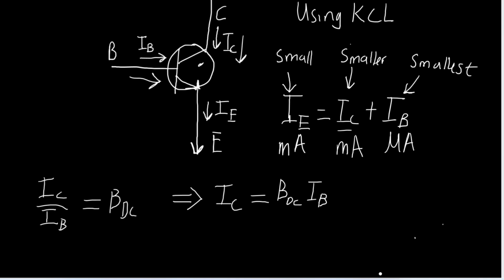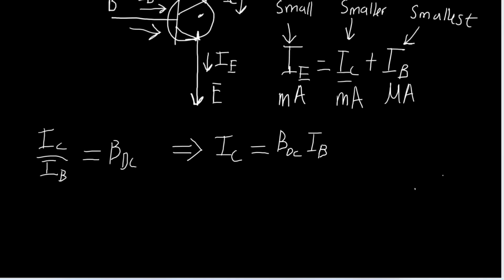Okay? Now, the next relationship we'll be looking at will be the ratio of IC to IE. The ratio of IC to IE is given to us as alpha DC. Now, it is good for us to note that this value, alpha DC, is not greater than or equal to 1.